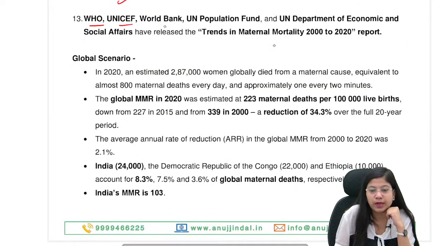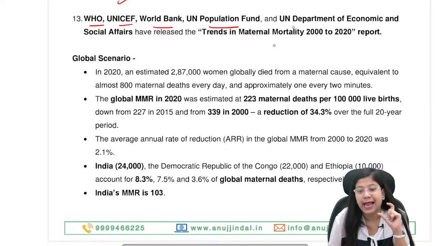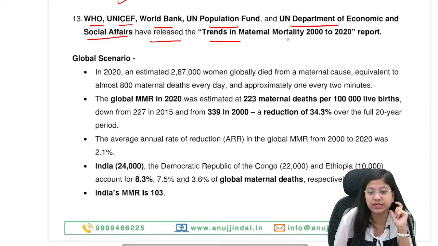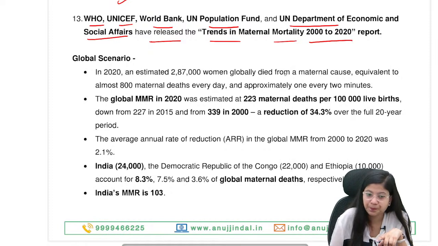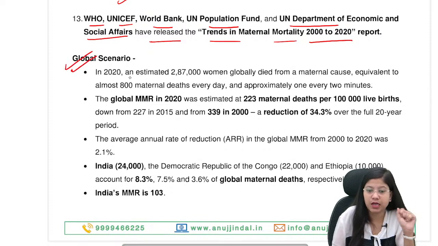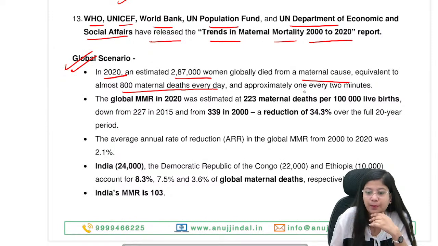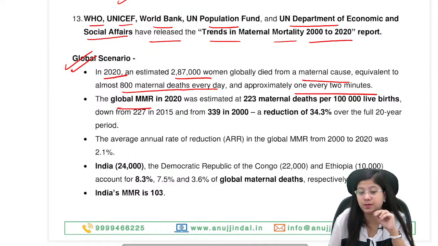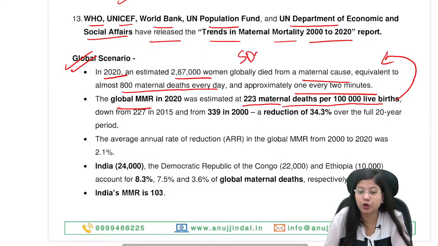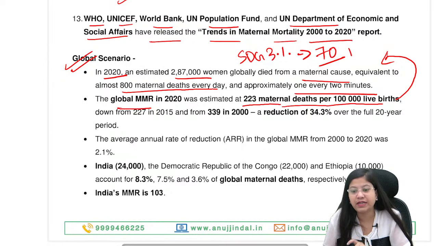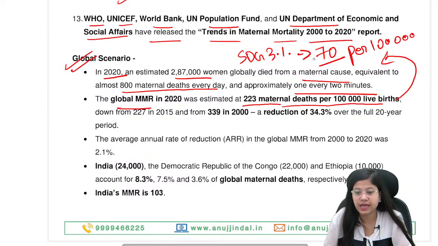Next, WHO, UNICEF, World Bank, UN Population Fund and UN Department of Economic and Social Affairs have released the Trends in Maternal Mortality 2000 to 2020 report. As far as the global scenario is concerned, in 2020, 2,87,000 women globally died from a maternal cause, equivalent to 800 maternal deaths every day and approximately 1 in 2 minutes. The global maternal mortality rate in 2020 was estimated at 223 maternal deaths per 1 lakh live births, whereas the Sustainable Development Goals 3.1 target says that the maternal mortality rate should be 70 per 1 lakh live births. So this is the target.